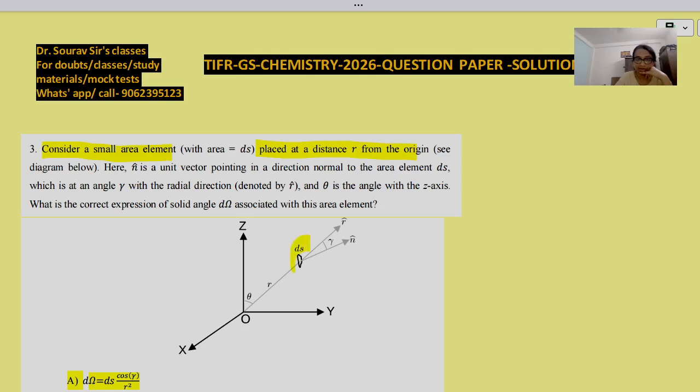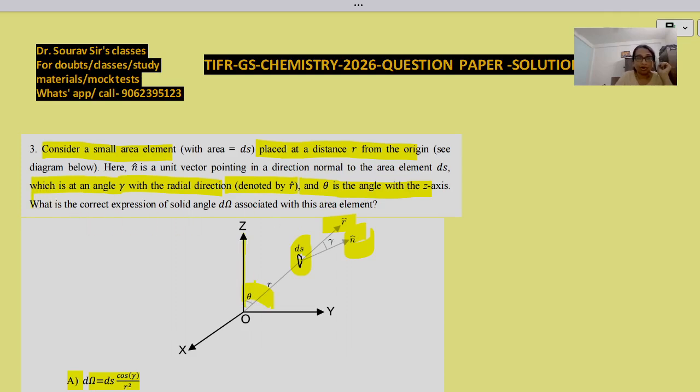We are talking about this area, and here n vector is a unit vector pointing in a direction normal to the area element ds. There are two types of vector present, the n vector, as well as the unit vector pointing in a direction normal to the area element ds. It makes an angle gamma with the radial direction denoted by the small r vector, and theta is the angle with the z axis.